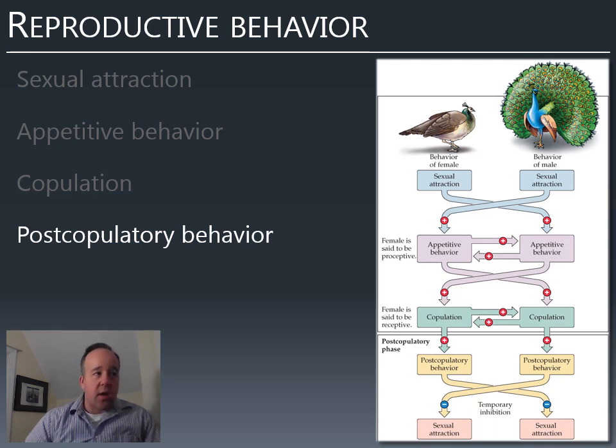Copulation behavior varies widely, but so does post-copulatory behavior. Some species, after copulation is over, they part ways and there is no interaction thereafter. Others, as we've already seen for the prairie vole, form monogamous pairs. And so there is an extended relationship afterwards. Post-copulatory behavior can, of course, eventually involve parenting, but it could also, in the short term, involve an additional round of sexual attraction, appetitive behavior, and copulation.